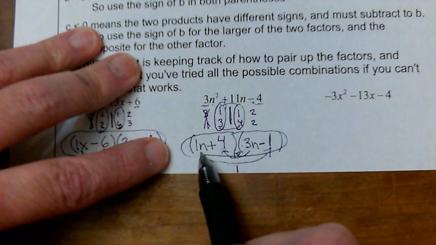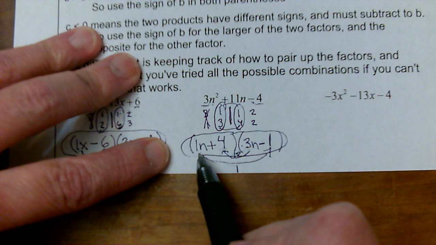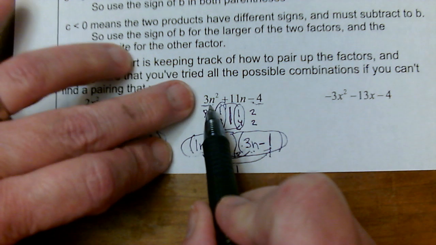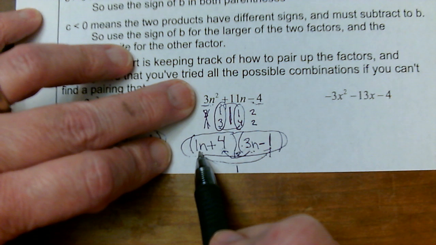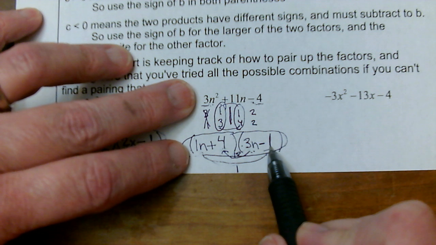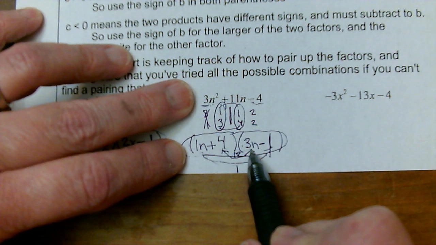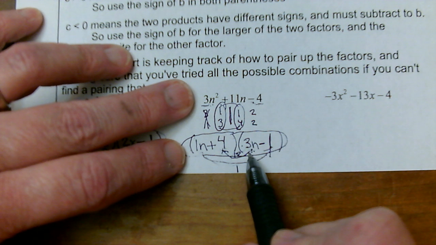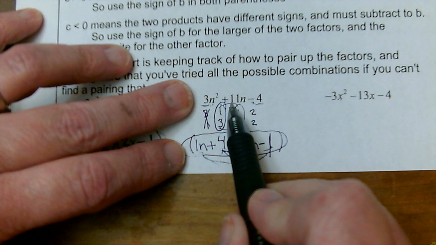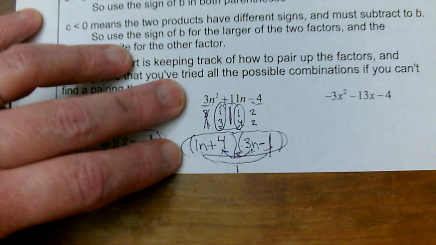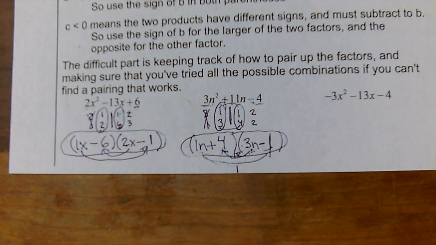If you want to check your work, you multiply it out using double distribution or FOIL. 1n times 3n is 3n squared. 1n times negative 1 is negative 1n. 4 times 3n is positive 12n. Positive 12n minus 1n gives me positive 11n. And 4 times negative 1 gives me negative 4.